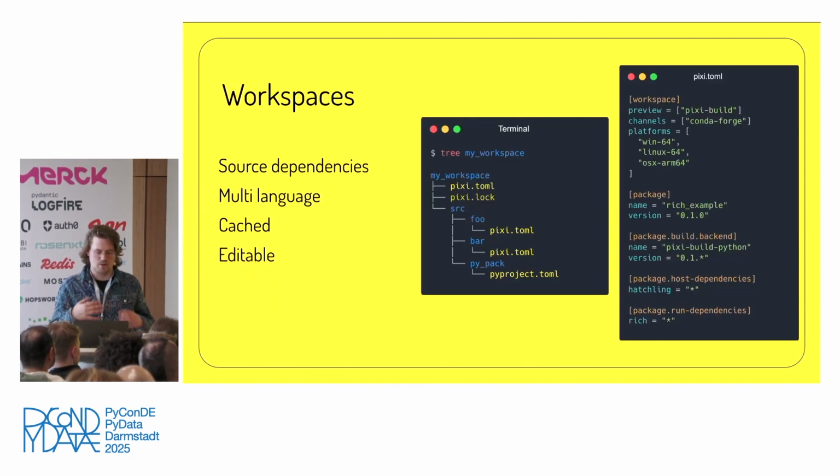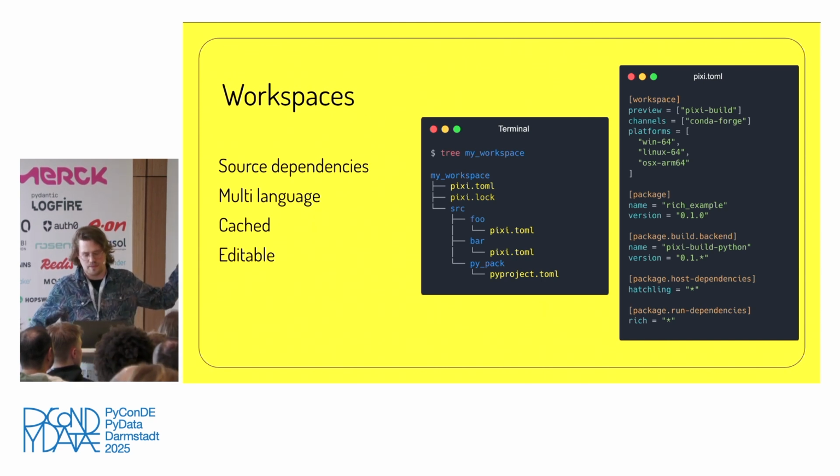If you look at our idea of workspaces, you can now build a Pixie project where you have a workspace at the top with one Pixie toml, and then you can have multiple subfolders that each have Pixie tomls and depend on them as a source dependency using the path dependency. And we also changed in the Pixie toml, it used to be project at the top, but now it's workspace and package. And the package basically defines also the build and host dependencies, which you might know if you have built conda packages before. Yeah, so that's roughly the idea.